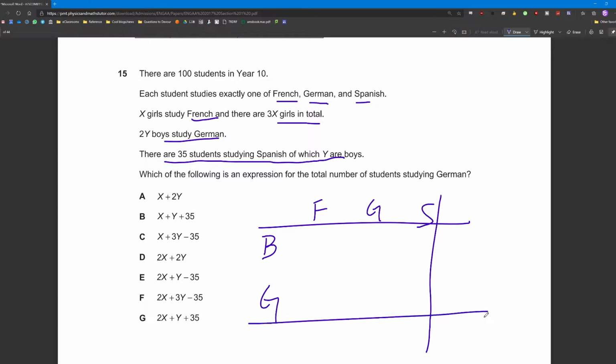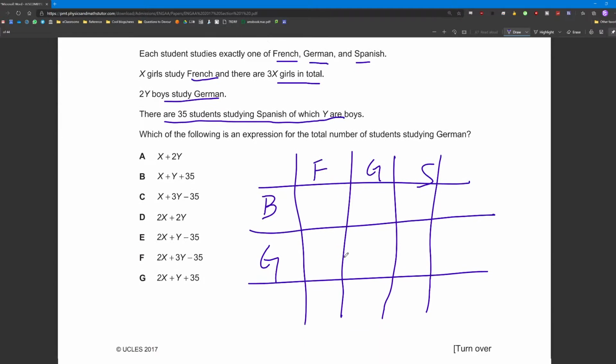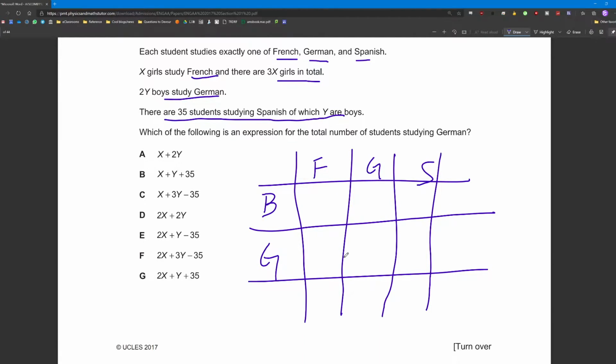And what I'm drawing here is something that I call a contingency table. You'll be able to draw it faster in the real exam because the area is not so big, right? But anyways, X girls study French, so you put X here. 3X girls in total, so total girls 3X. 2Y boys study German, so 2Y here. 35 students studying Spanish, Y boys.